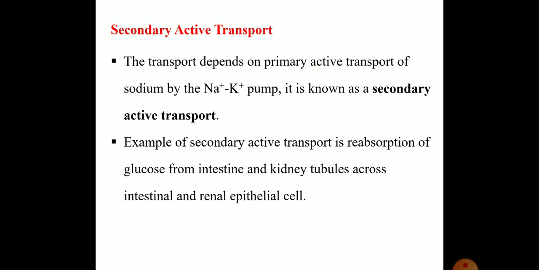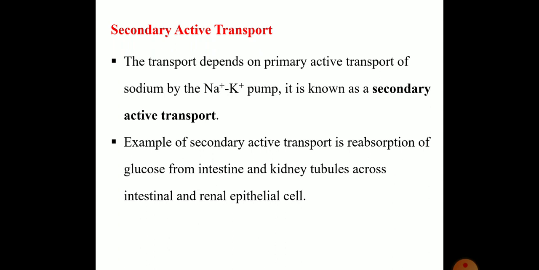The secondary active transport. The transport depends on primary active transport of sodium by the sodium potassium pump. It is known as secondary active transport. Examples of secondary active transport are reabsorption of glucose from the intestine and kidney tubules across intestinal and renal epithelial cells. So the secondary active transport is not an independent one. It is actually dependent on the primary active transport system. So how is it dependent?